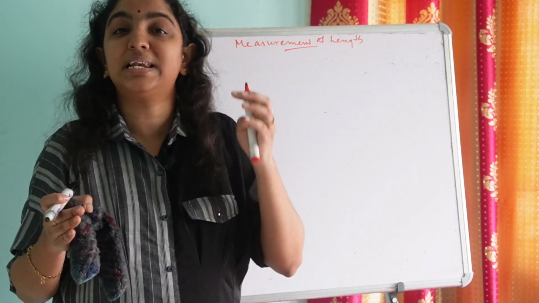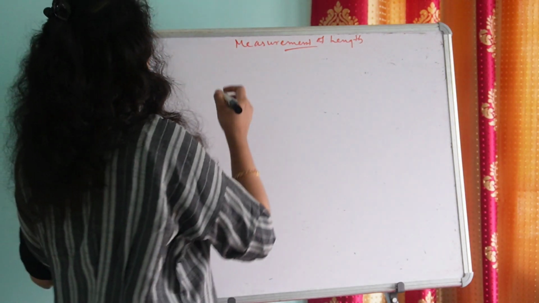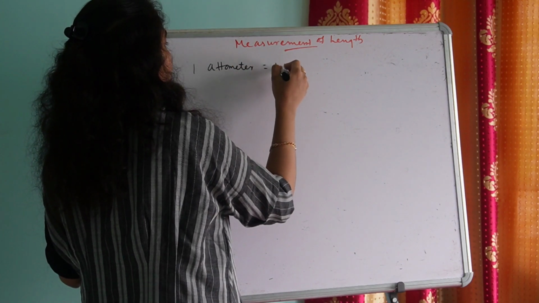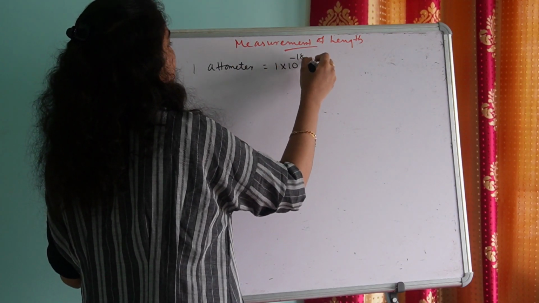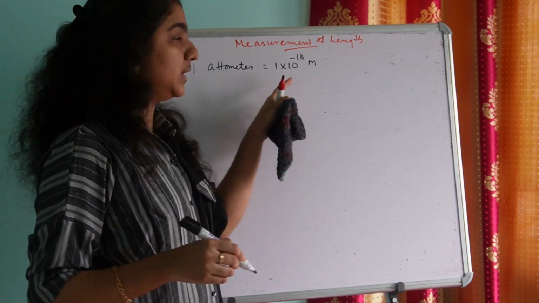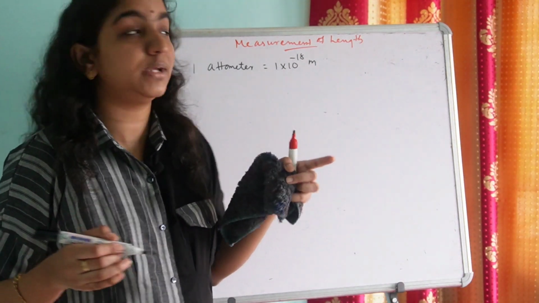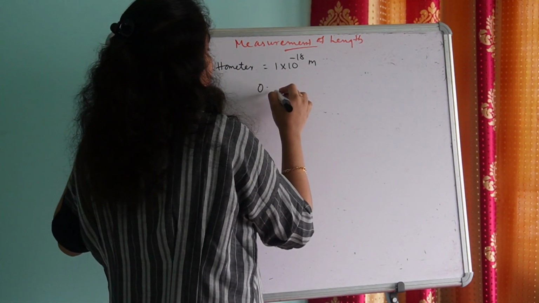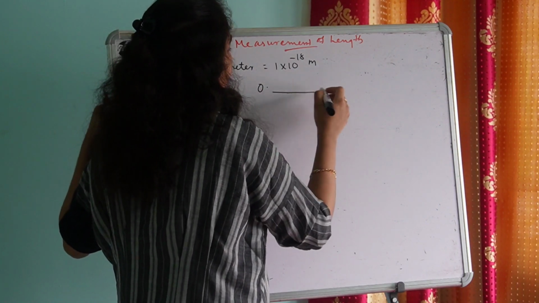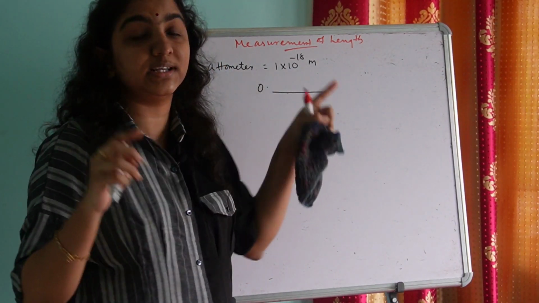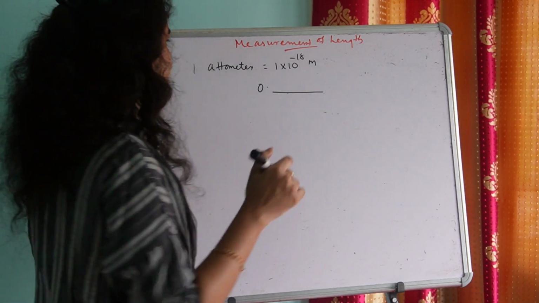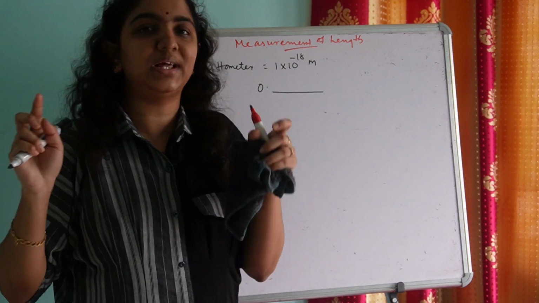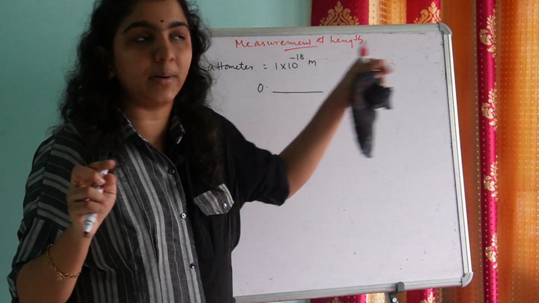First, the set of units which we use to measure lengths less than a meter. The first one is 1 attometer. 1 attometer is equal to 1 into 10 power minus 18 meter. What does it mean? 0 point, and after the point we need to have 18 digits. In this case, 17 zeros followed by 1, total 18 digits.